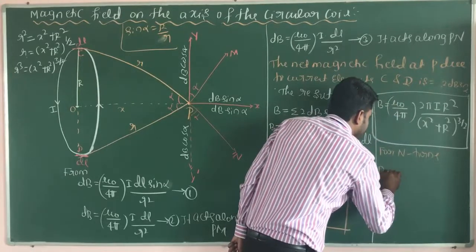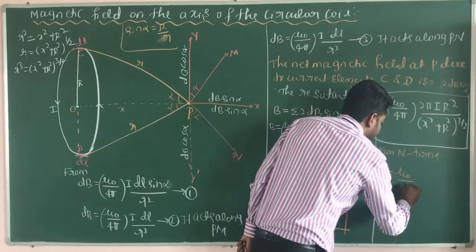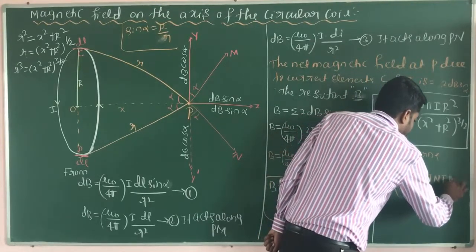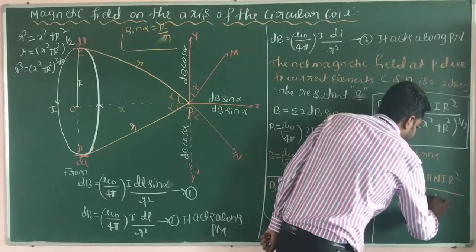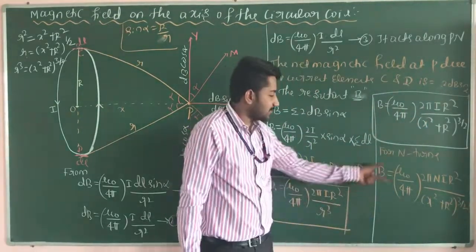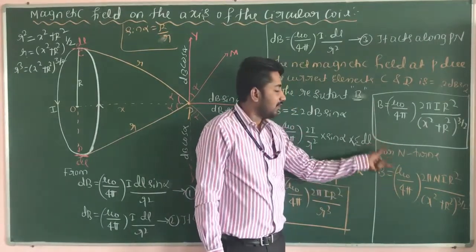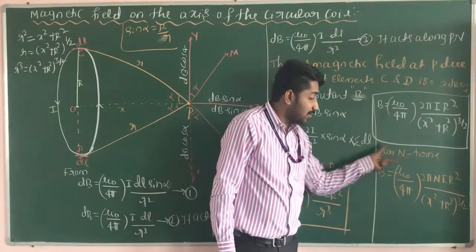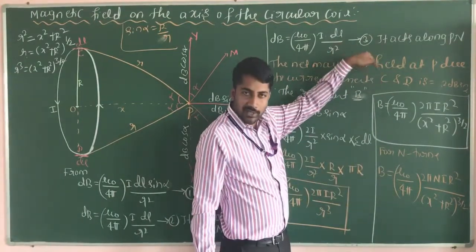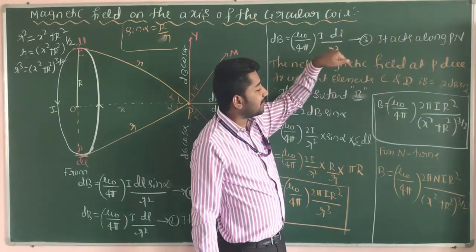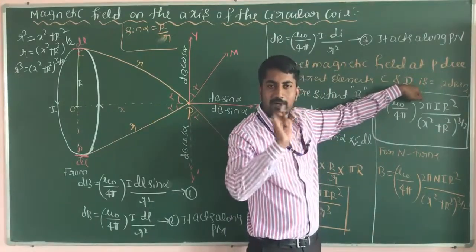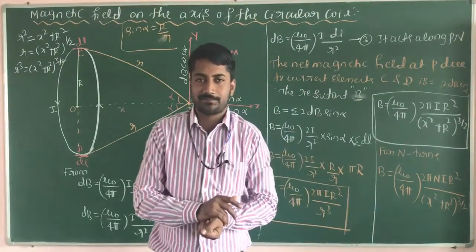we write this equation. B is equal to mu naught divided by 4 pi, 2 pi n into I r square divided by x square plus r square whole to the power of 3 by 2, which is the expression for magnetic field due to the circular coil for n number of turns. This is the magnetic field on the axis of the circular coil by using Biot-Savart's law for only one coil. This is a very simple concept.